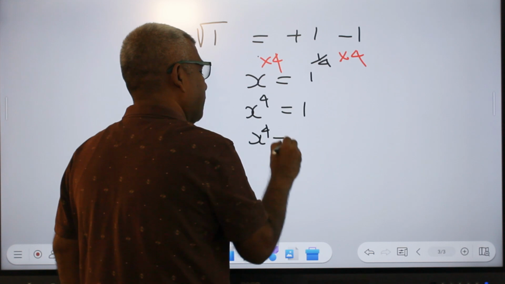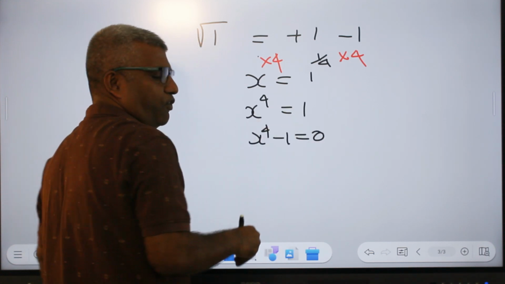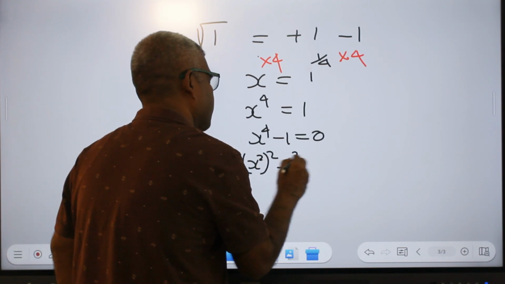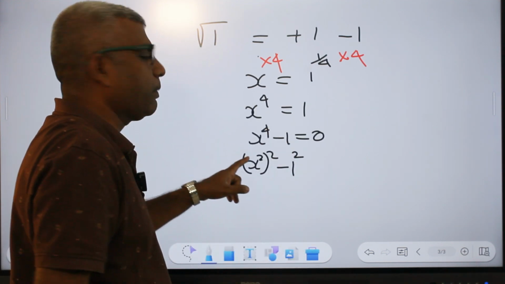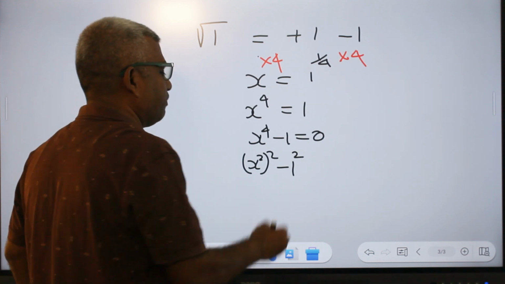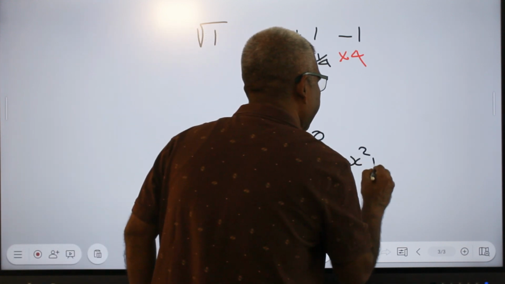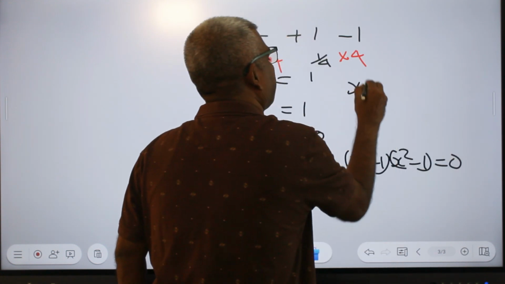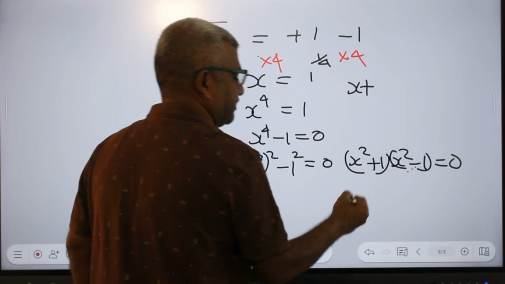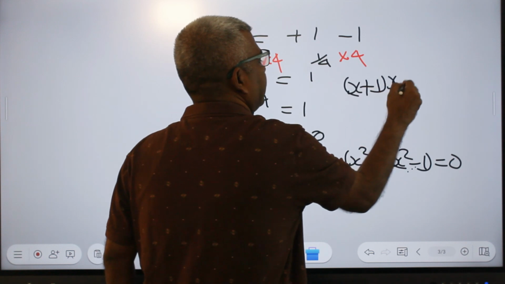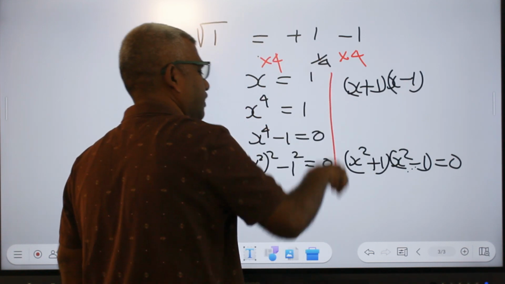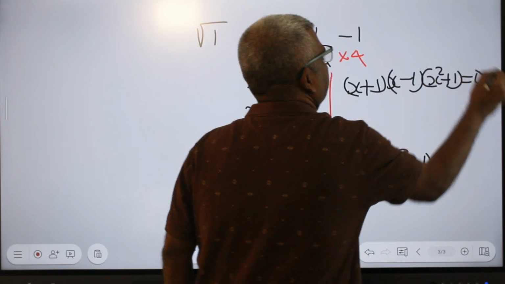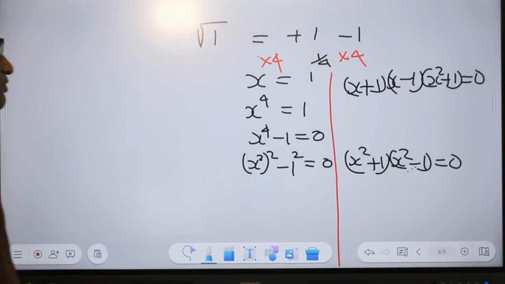X power 4 minus 1 equal to 0. X power 4 minus 1, we can factorize as x squared square minus 1 square. 1 is 1 square and x power 4 is x squared square. So x squared plus 1 times x squared minus 1 equal to 0. Here we can further factorize: x plus 1, x minus 1, and x squared plus 1 is equal to 0. Copy down until now.